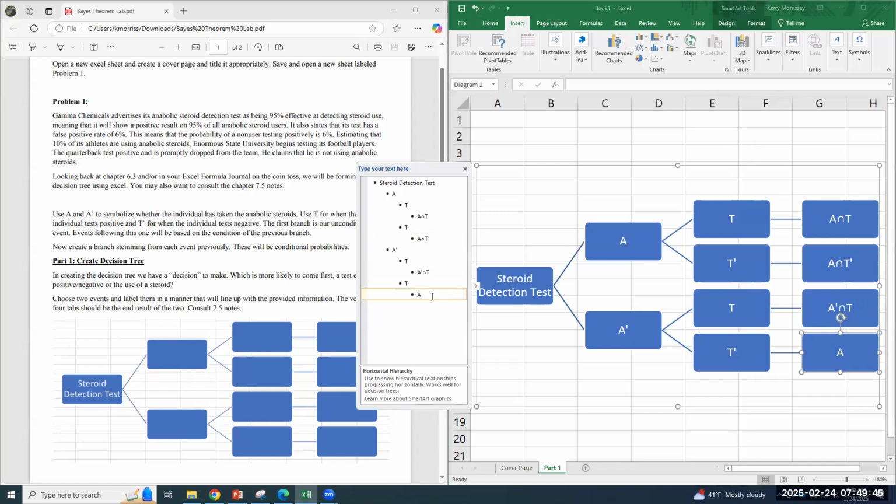And lastly, you did not take the steroid and you did not test positive. So you tested negative, in other words. So this is what our end result should be using your symbols here.